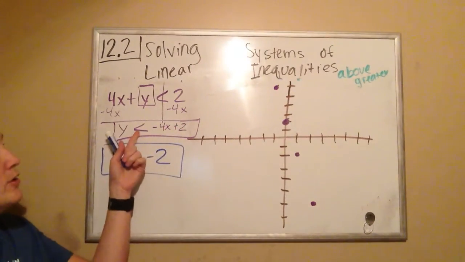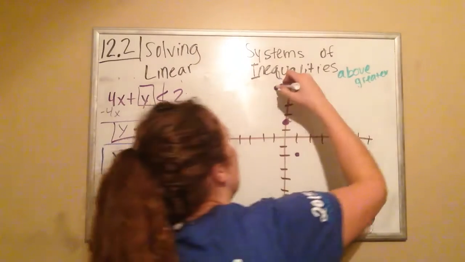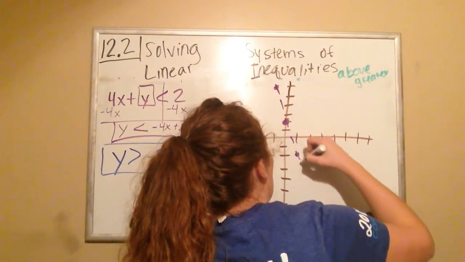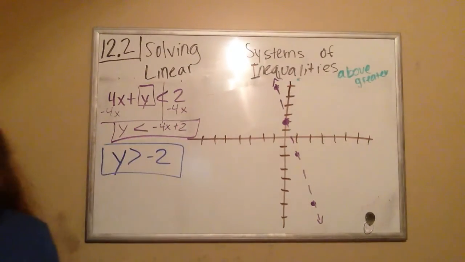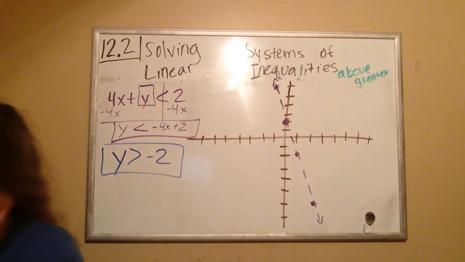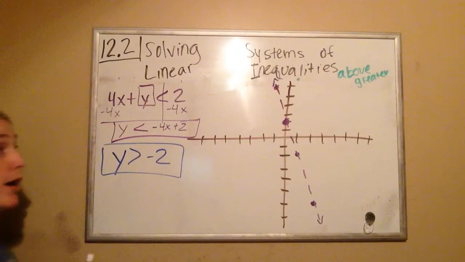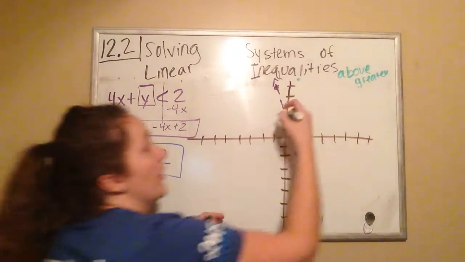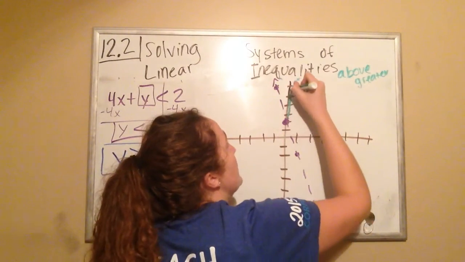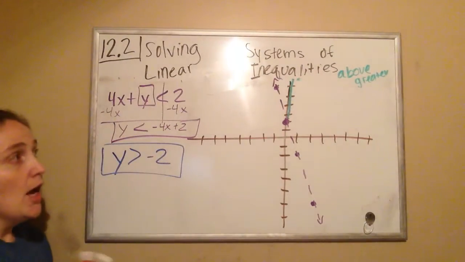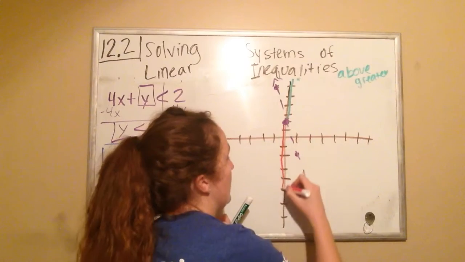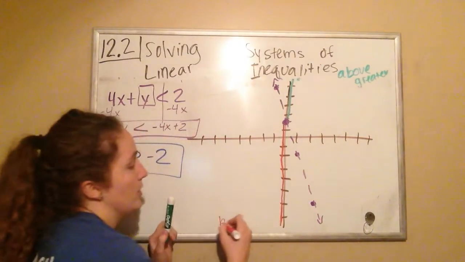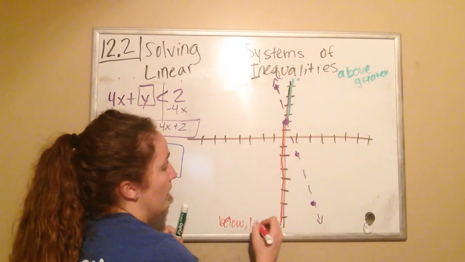Alright, since it has no line underneath it, it's just a less than, it's going to be a dashed line. There we go. And I'm going to do the same method that I did last time for shading. So above this line on the y-axis is going to be up here. That's above the line. Okay? Below the line on the y-axis is going to be down here. Okay? Below or less than.